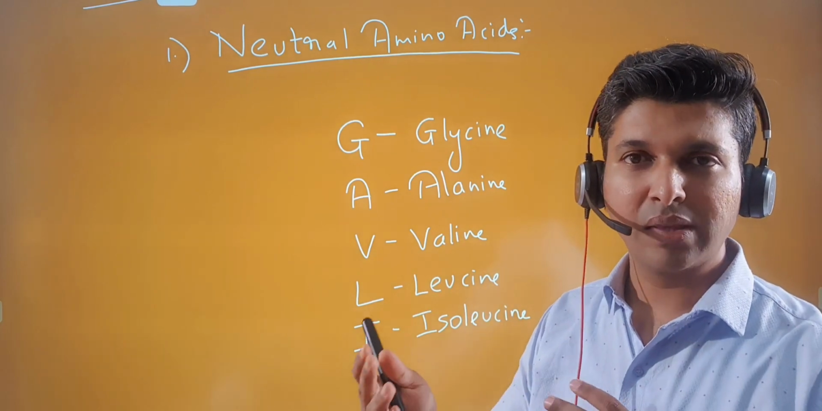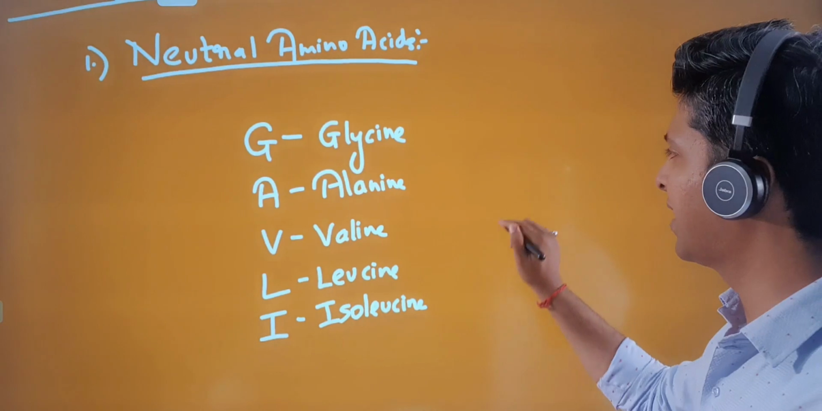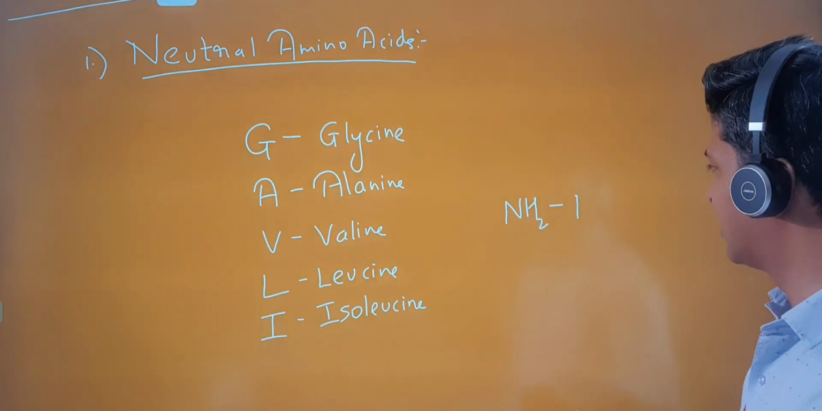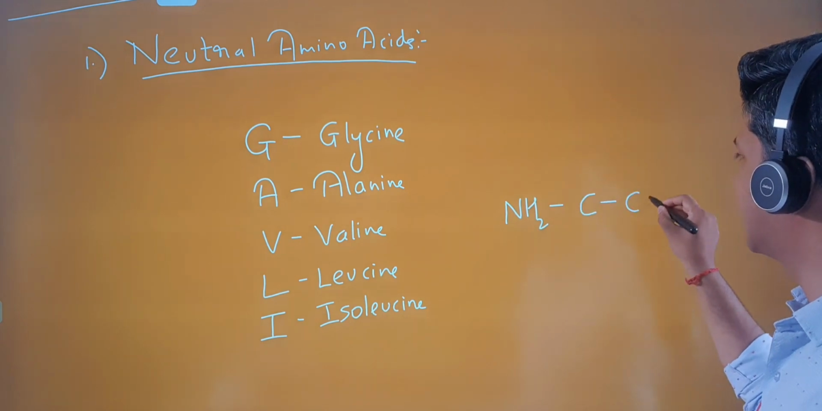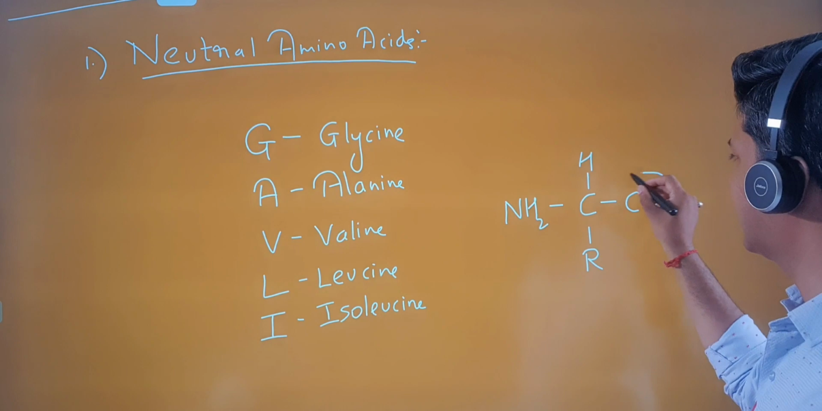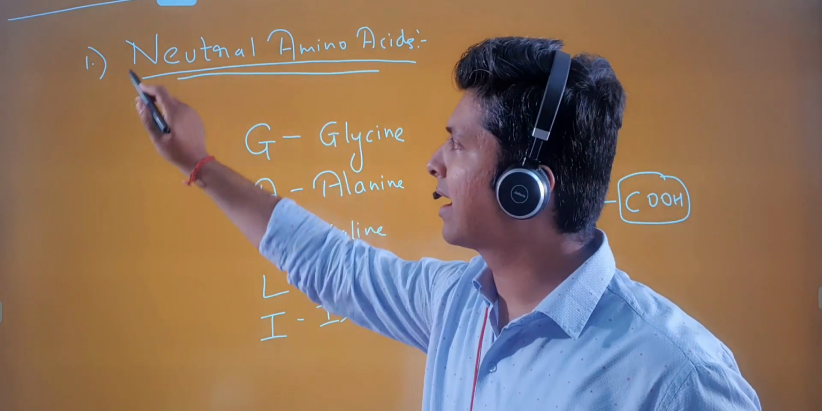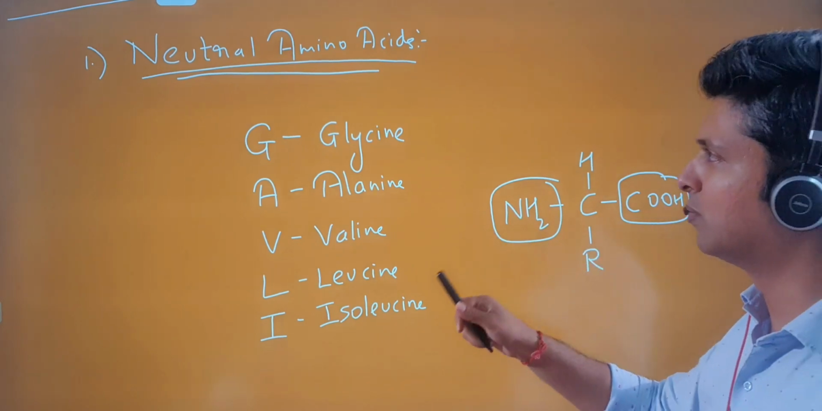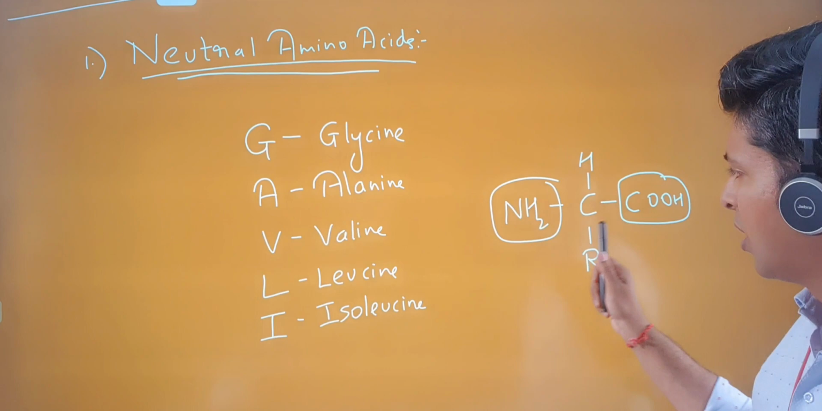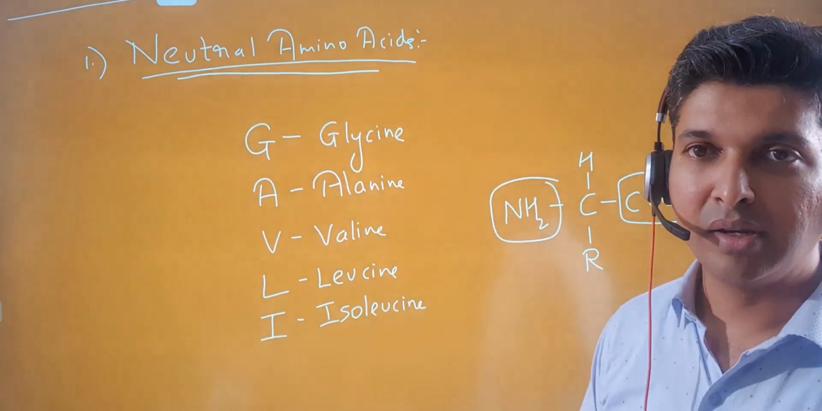Because you saw that there were both acidic and basic groups in an amino acid, isn't it? In an amino acid, we had both the acidic as well as basic group. So NH2 was the basic group, then the COOH was the acidic group. Don't you think that the acidic group will neutralize the basic group? And because these are having only one acid and one basic group, that's why they are turning out to be neutral. So all these are neutral amino acids.